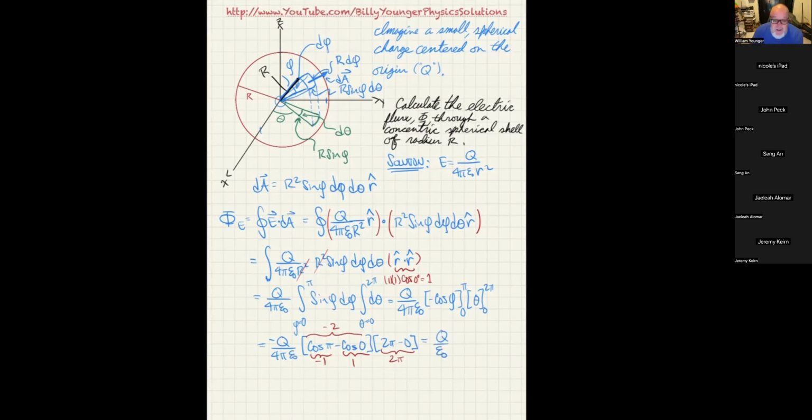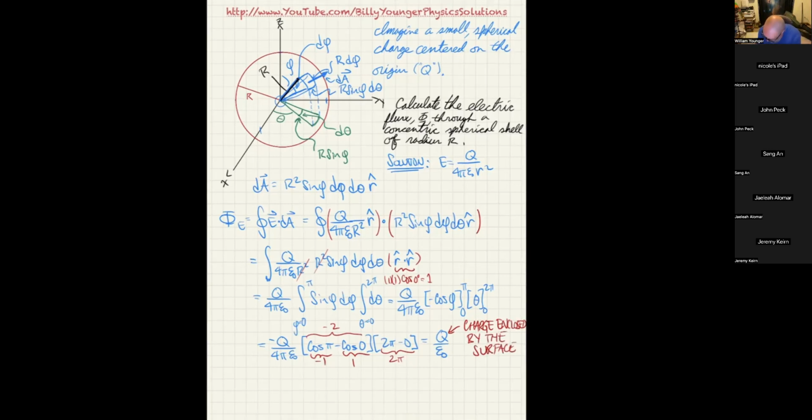Now, that's not a coincidence. In fact, that is the general formula. If you look at it, you'll notice q happens to be exactly the charge enclosed in the closed surface. So this is the charge enclosed by the surface, and it's just divided by epsilon naught.